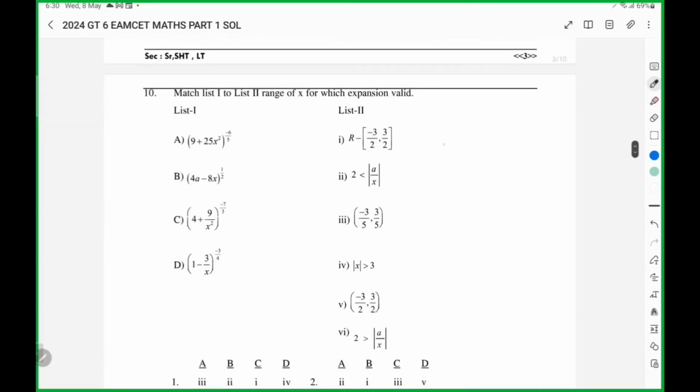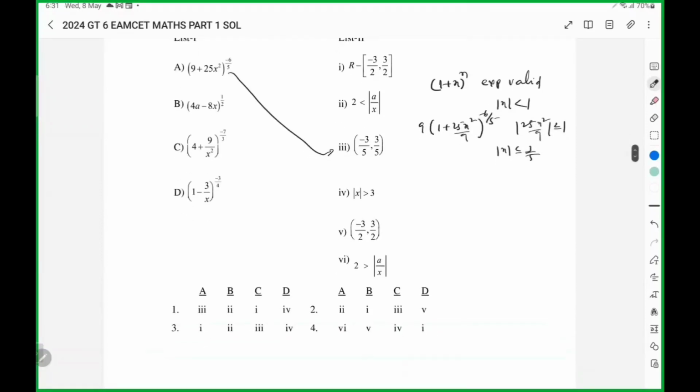Here it is 1 plus x whole power and expansion is valid for mod x less than 1. That is 9 into (1 plus 25x square by 9) power minus 6 by 5. Expansion is valid for rational index, mod x is less than 3 by 5. A maps to 3, so it is ruled out. So in the same way, you can do the remaining. For example, D, because here we can identify the answer since only one option, A, maps to 3.